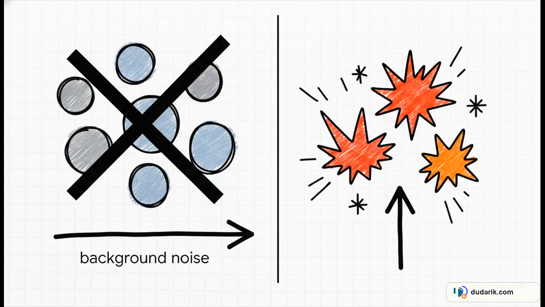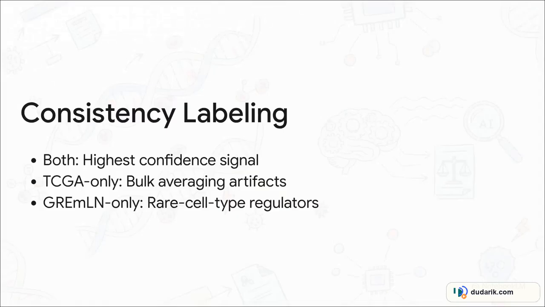And because it compares two completely distinct networks, the system also does this really smart consistency labeling for the candidates. If it gets a label of both, that's your highest confidence signal. A TCGA-only signal often points to bulk averaging artifacts or maybe broad tissue-specific behavior, while a GREmLN-only signal can actually highlight rare cell type regulators that bulk sequencing just totally misses. This structured output is an absolute goldmine. It helps bioinformaticians figure out what's a true signal and what's an artifact, way before they spend thousands and thousands of dollars starting wet lab experiments.